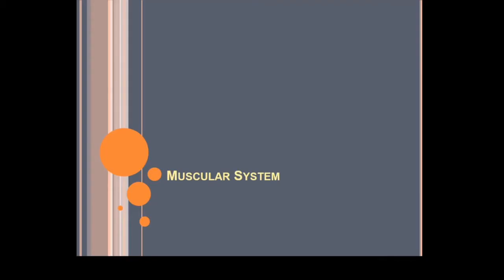Good day, students. We are going to discuss the muscular system of the animals today, and I'm going to discuss this first half, which is about the functions of the muscular system and its properties.